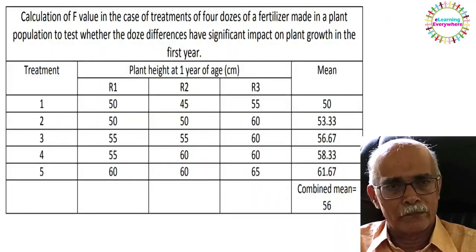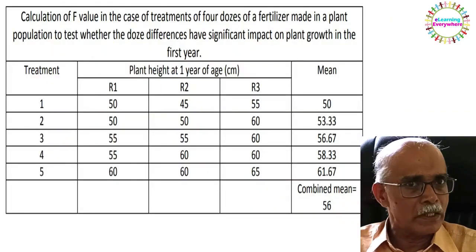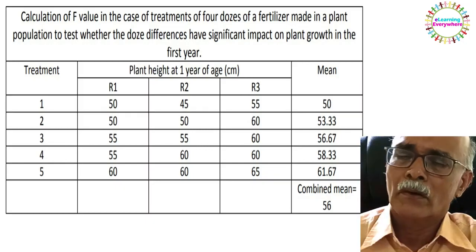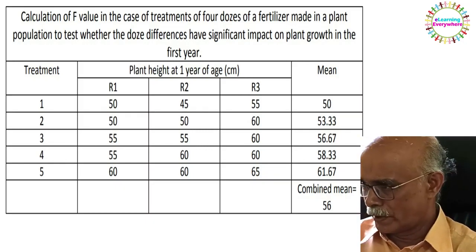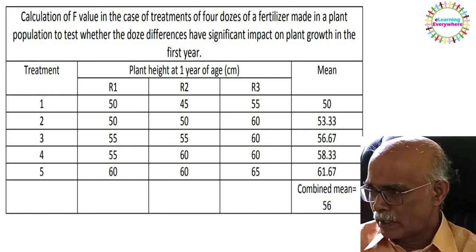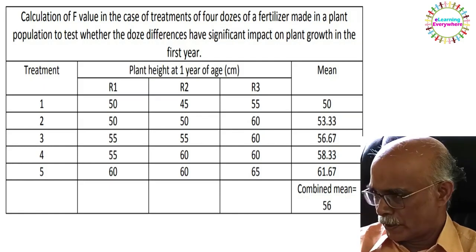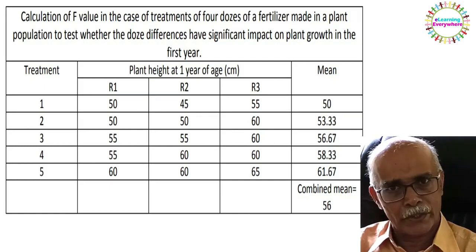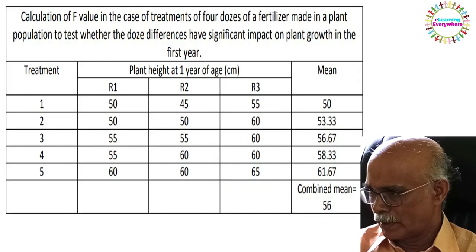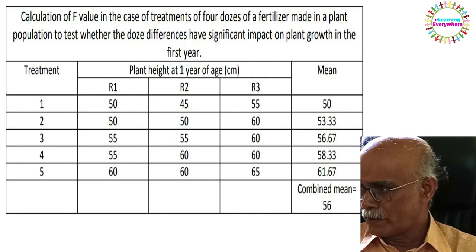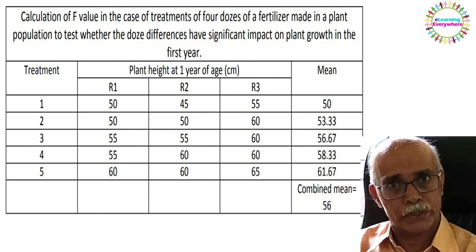So now you can move to an example: calculation of F value and finding out whether it is statistically significant or not. So an example is given. Calculation of F value in the case of treatments of 4 doses of fertilizer made in a plant population to test whether the dose differences have significant impact on plant growth in the first year.